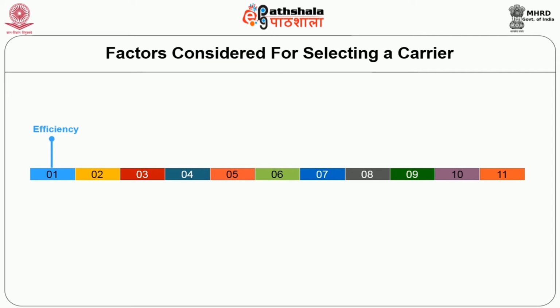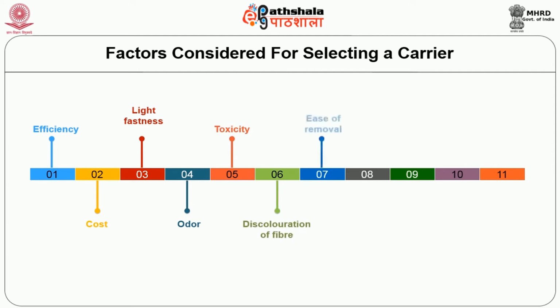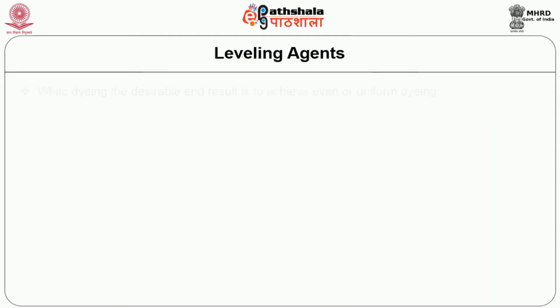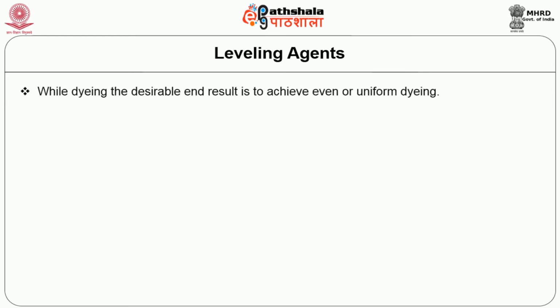The factors normally considered for selecting a carrier are its efficiency, cost, effect on light fastness, odor, toxicity, discoloration of fiber, ease of removal after dyeing, stability during dyeing, compatibility with dyes, ease of dispersion, and even absorption by fiber. The next auxiliary we are going to see is leveling agents.